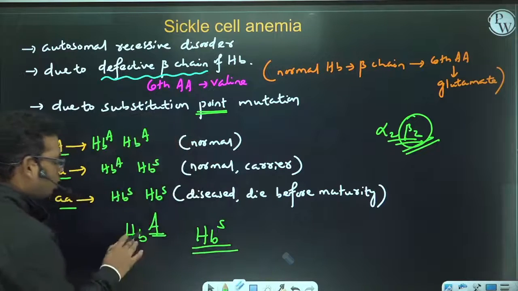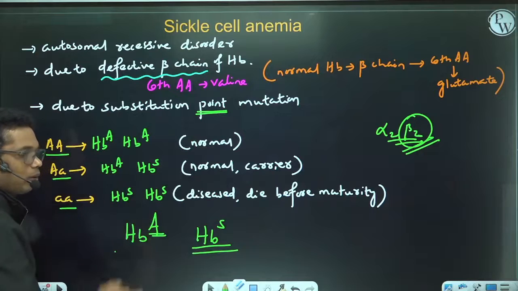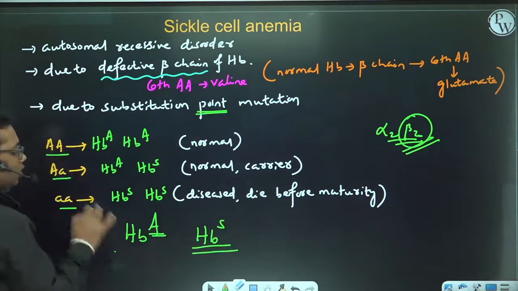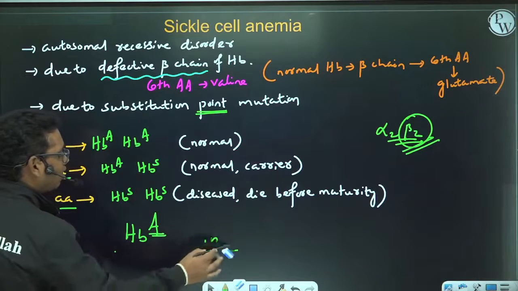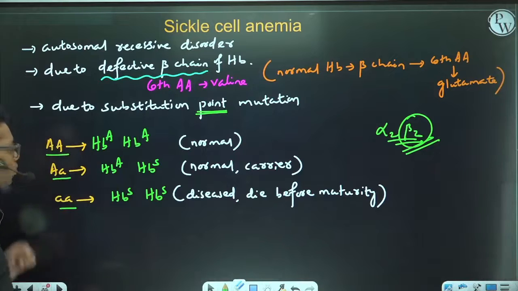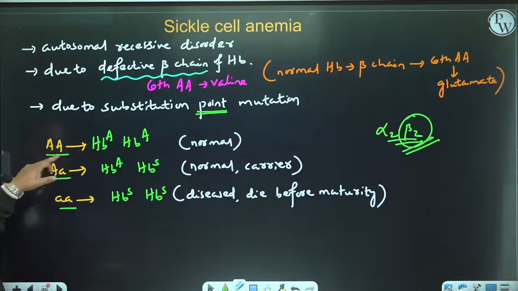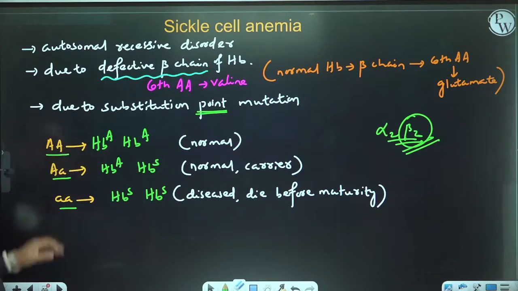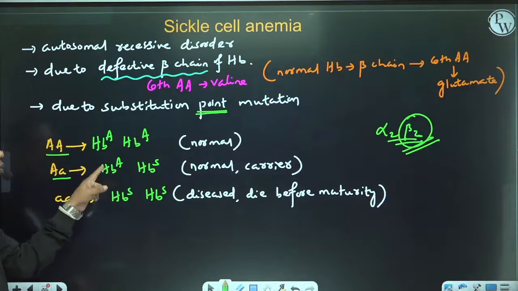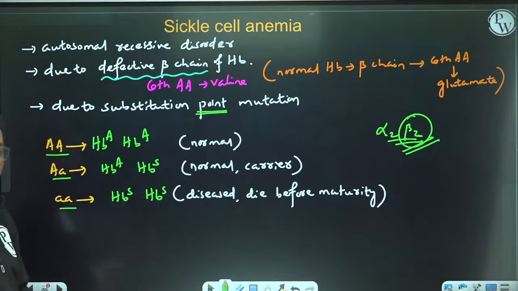So when I write HbA, that means this is normal adult hemoglobin. This is sickle cell hemoglobin. And here the A which I have written is the gene, the dominant allele, and small a is the recessive allele. Dominant allele is present, so HbA will be produced. So this is a normal male, normal female. Capital A is present, so normal hemoglobin will be produced. Small a is present, so sickle cell hemoglobin will be produced.